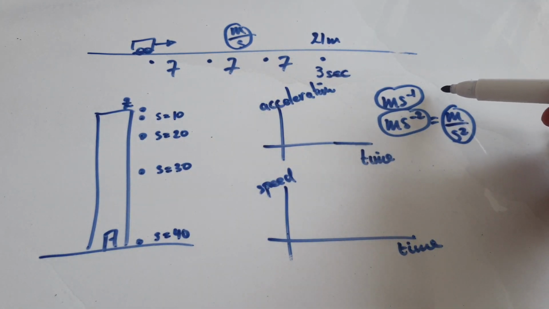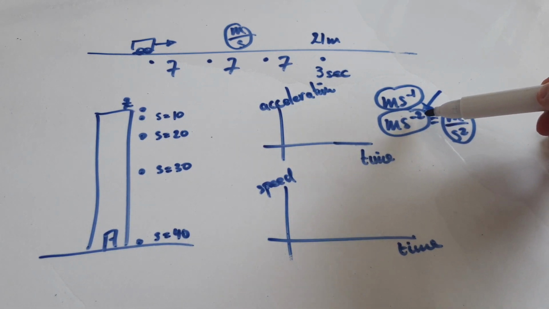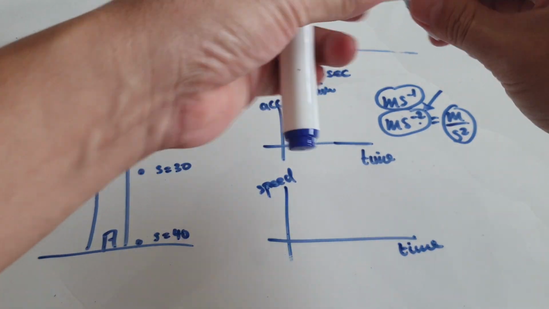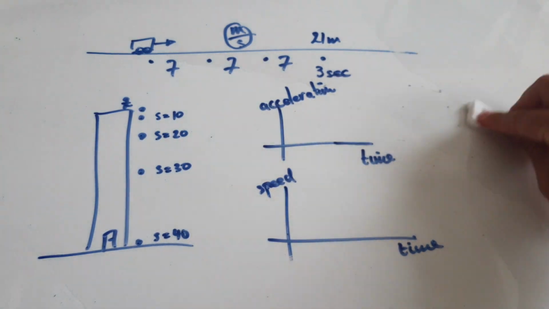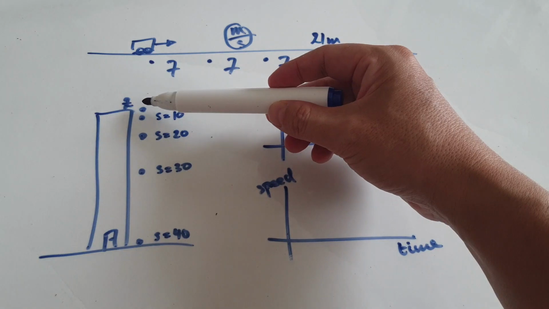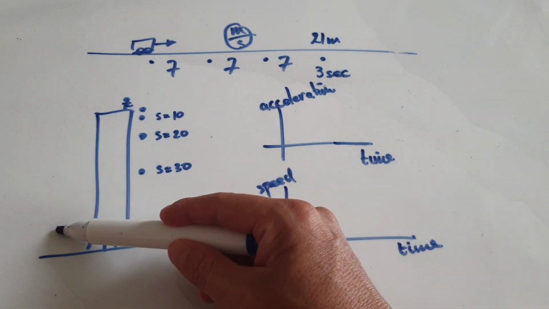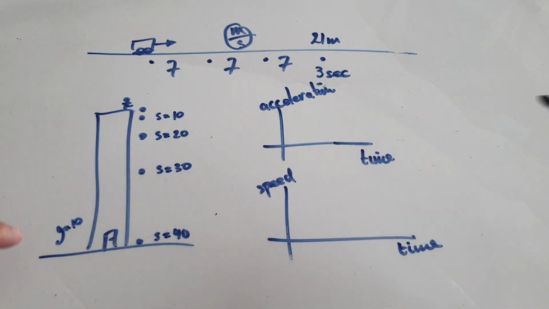But it's a bit harder to understand why the unit of acceleration is meters per second squared. So let's try and understand why. Imagine you're standing on top of the building and then you drop a golf ball. Gravity on Earth is roughly 10, so let's just say it's 10.